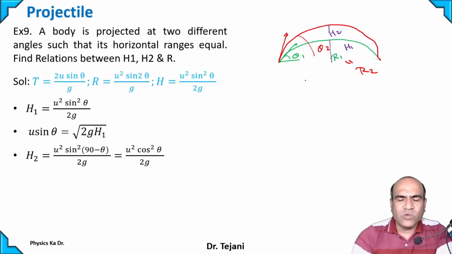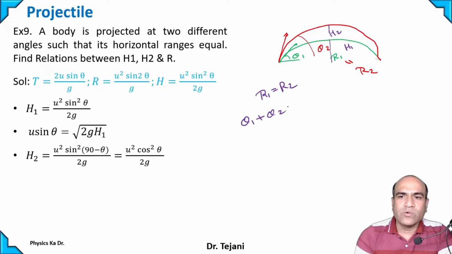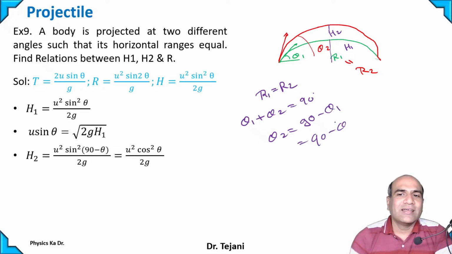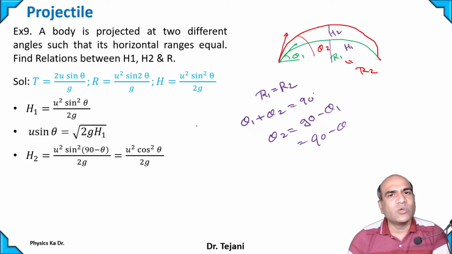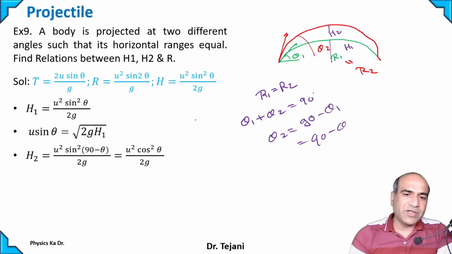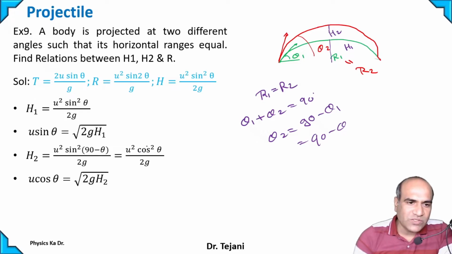We already know that when R1 is equal to R2, always theta 1 plus theta 2 must be equal to 90 degrees. So theta 2 is equal to 90 minus theta 1, so we can take 90 minus theta. That we have to consider. So sine of 90 minus theta is equal to cos theta. So H2 becomes u square cos square theta by 2g. You can take u cos theta is equal to under root 2g H2.